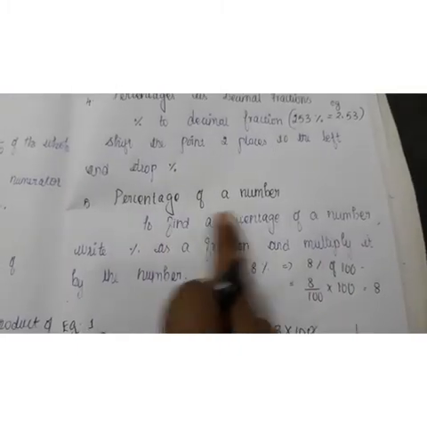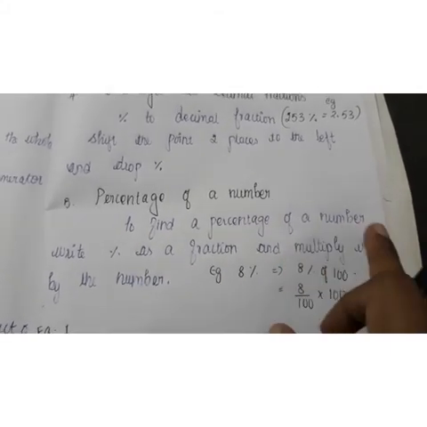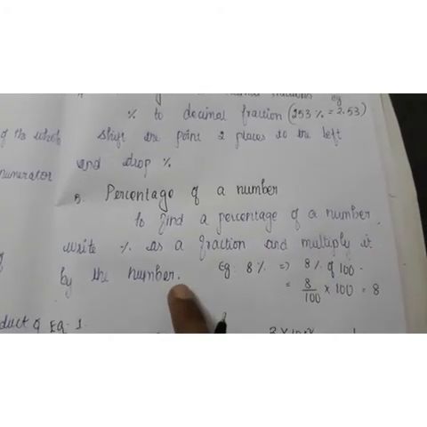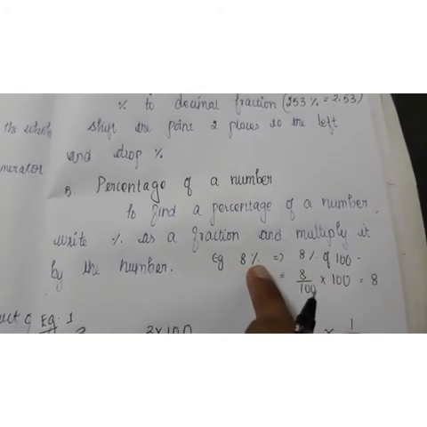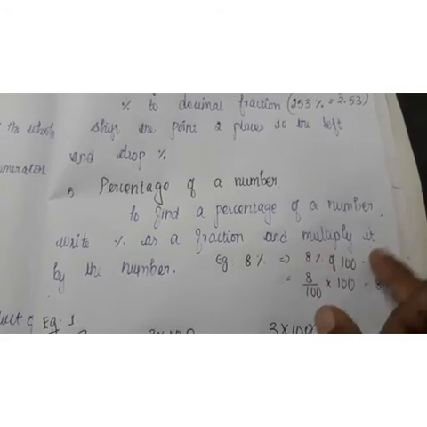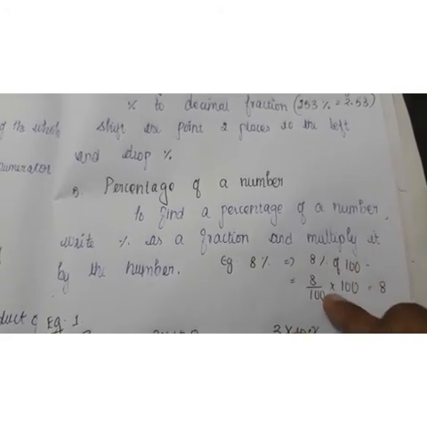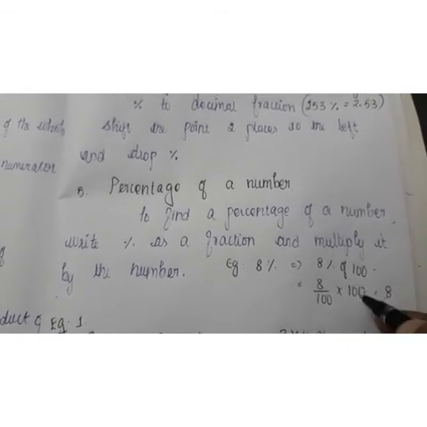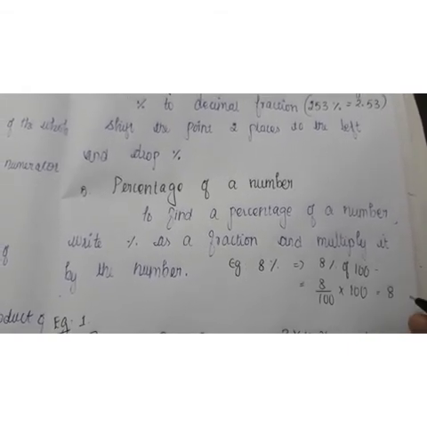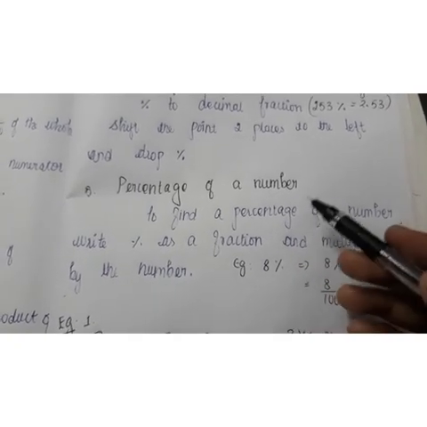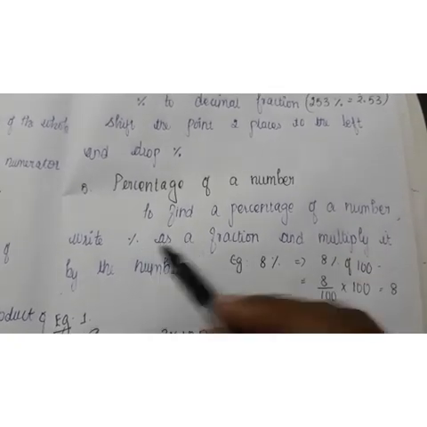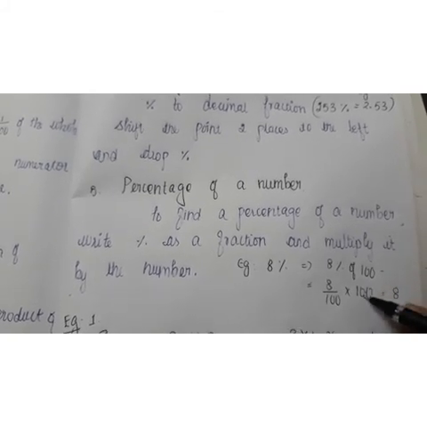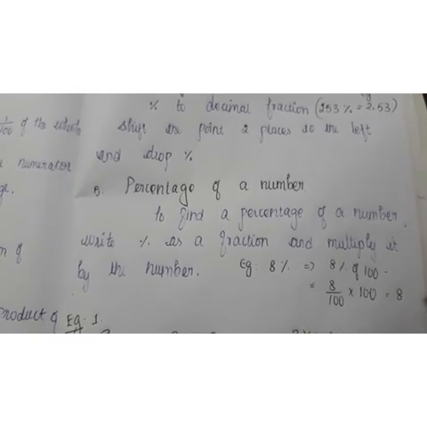Next one is percentage of a number. To find a percentage of a number, write the percentage as a fraction and multiply it by the number. For example, 8% of 100: if you want to find the percentage of a number, what we have to do is 8 by 100 multiplied by 100. First write the percentage as a fraction and multiply it by the number, 100. When you cancel this, you will get 8.